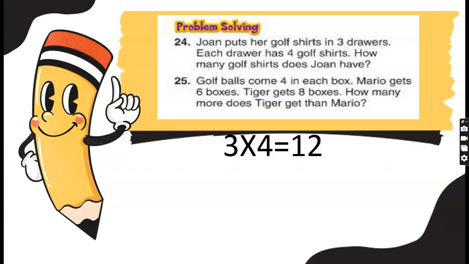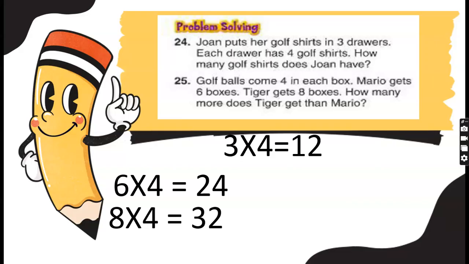Okay. So the first person, Mario, has 6 boxes, and each box has 4 balls. So the total number of balls that Mario has is 6 groups times 4 objects in each box. So we have 24. What about Tiger? He has 8 boxes, which means 8 groups, and each group has 4 balls. So we have 8 times 4, which is 32.